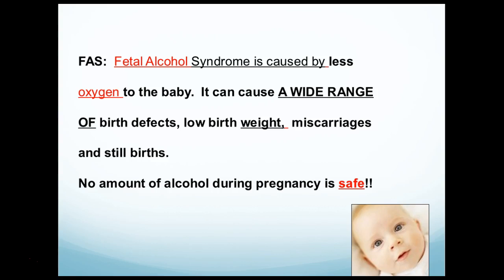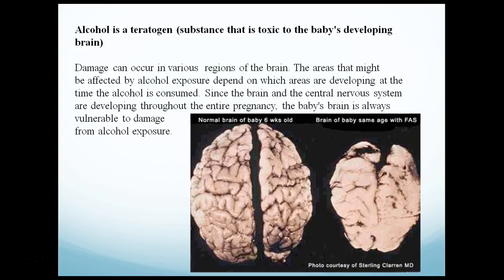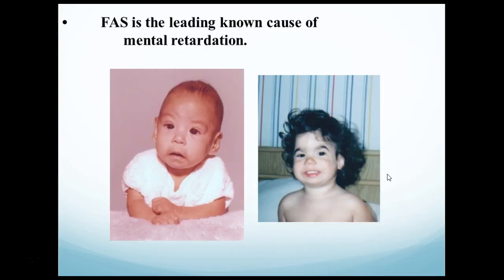It is also the leading cause of mental retardation in the United States, moms drinking while pregnant. There is no safe amount of alcohol to drink during pregnancy. There are still doctors out there that say you can have a couple drinks or a drink at night. And why take that chance? Alcohol is a teratogen, a substance that is toxic to the baby's developing brain. So just take a look here. A normal brain of a 6-week-old and a baby the same age with FAS. Which brain do you want for your baby?